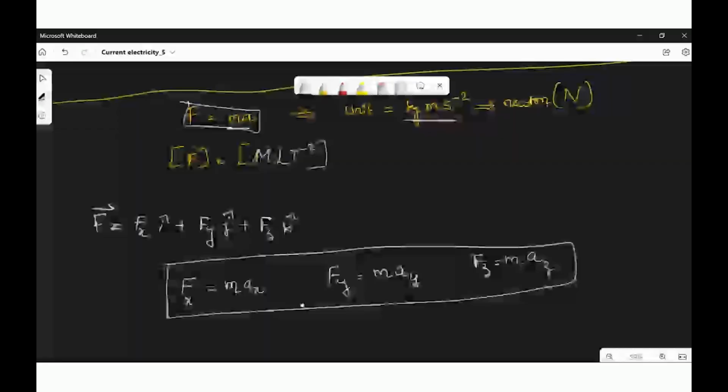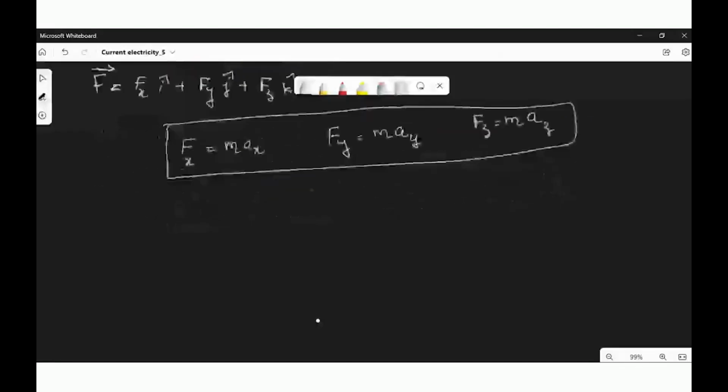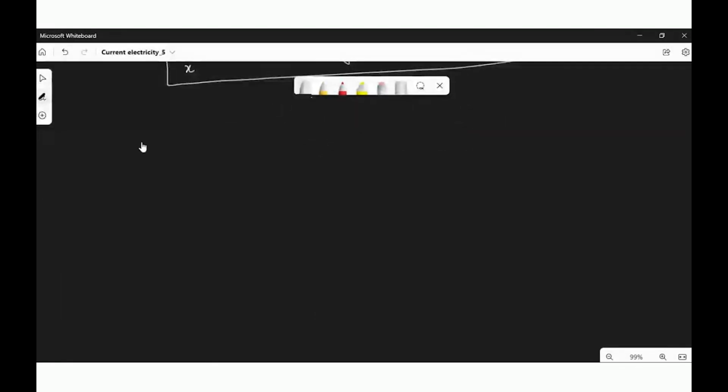You are not supposed to forget our equations of motion, which you have learned in chapter 3 and 4 maybe. We know that there are 3 equations of motion. v is equal to u plus at, v square is equal to u square plus 2as, and the other one, s is equal to ut plus half at square. Very good.